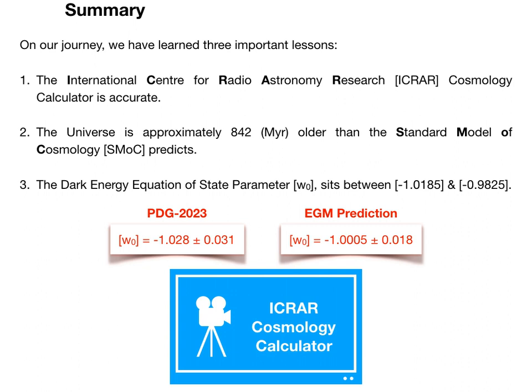Number three, the dark energy equation of state parameter W0 sits between the limits shown on screen. Okay, let's move on to the screen recording session we mentioned in the introduction.